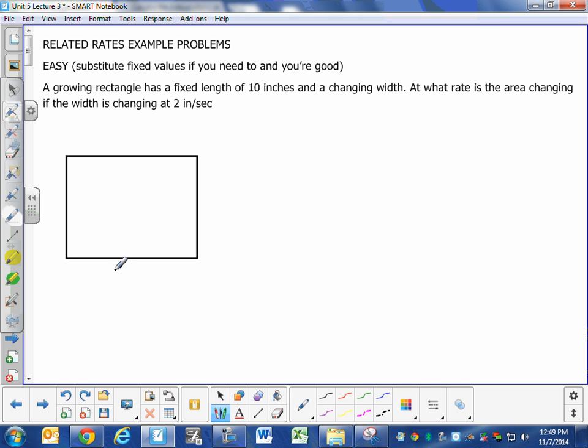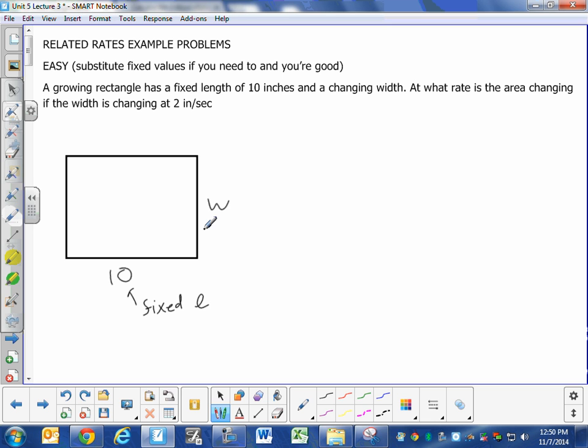I know. It's got a fixed length of 10 inches. So the length is 10 inches and the width is changing. It tells you right here that this length is fixed. That's very important to understand. This is a fixed L. It's not going to change ever. However, your width is increasing. Question is, at what rate is the area changing if the width is changing at 2 inches per second?